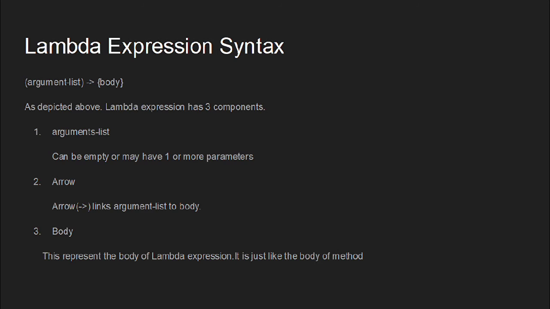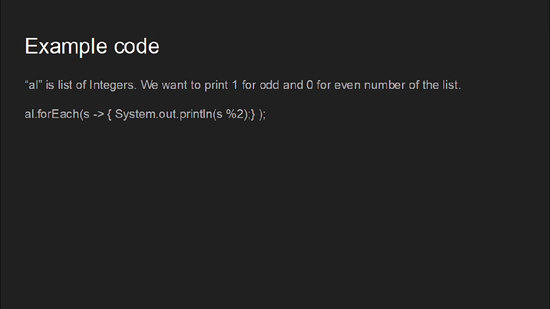The arrow links our argument list to the body of our lambda expression. The body has all the logic for that particular lambda expression. Just like the body of a function, we have the body of a lambda expression. This is an example code for a lambda expression.